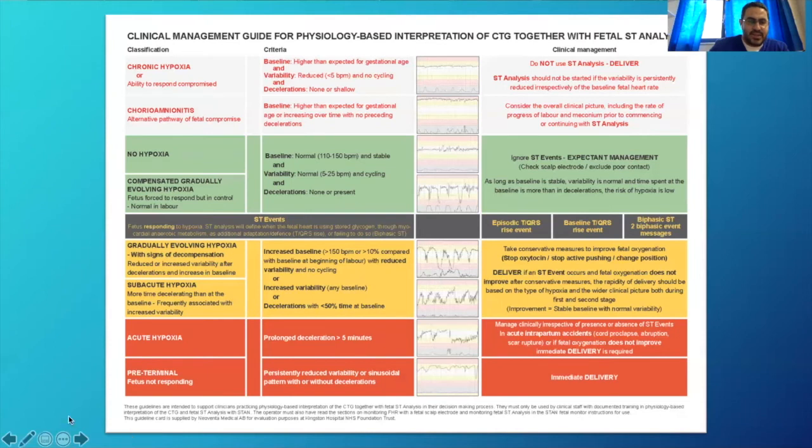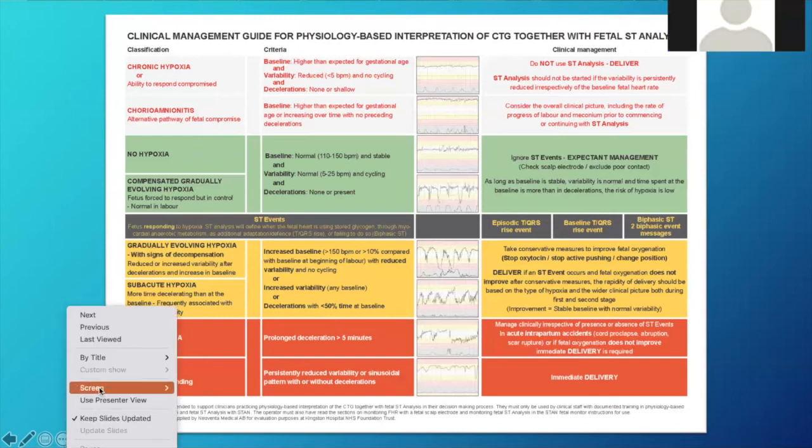Does that make sense? Are we still following? Yes. Yep.